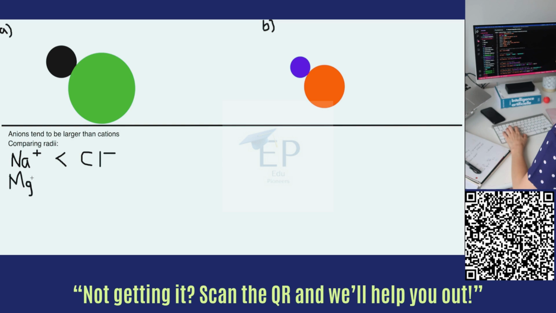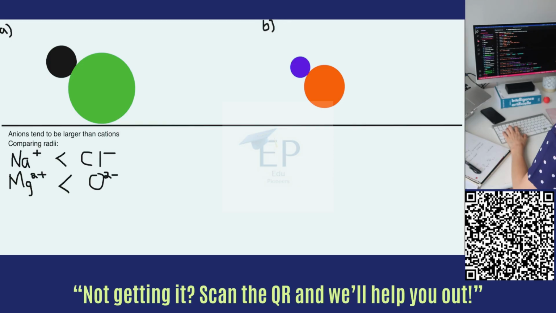The same logic can be applied when we compare magnesium to oxygen. In this case, magnesium and oxygen both have 2 energy levels. However, since magnesium has more protons, it's going to have a stronger attraction between its positively charged nucleus and its outer electrons. Because of this stronger attraction, the radius becomes smaller as the electrons are drawn inwards. This makes oxygen the larger.